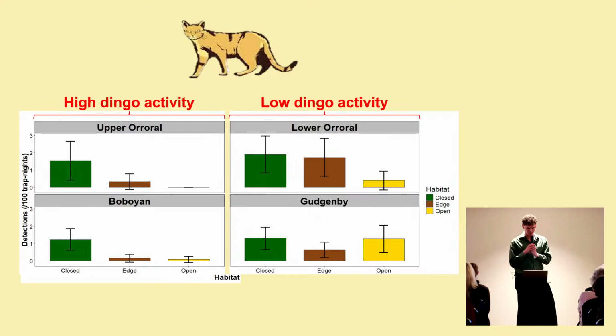So basically, when there's a lot of dingoes, the cats want to use that more sheltered forested habitat so they can, probably, run up a tree if they feel threatened by a dingo. But when there's less pressure and threat from the dingoes, the cats are much more happy to go out and use these edge and open habitats because there's just a little less threat.